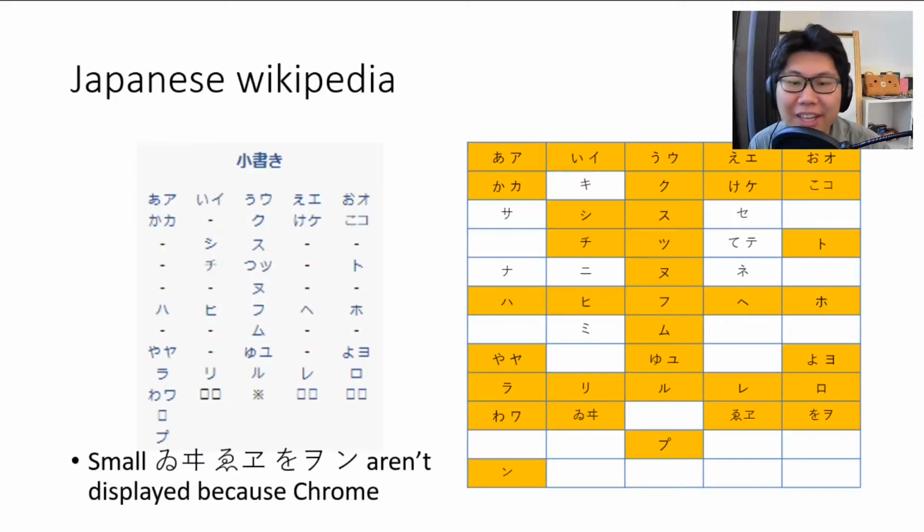First up is obviously the Wikipedia, which gave us these small kanas. Note small v, ve, vo, aren't displayed because Chrome's font doesn't support them.